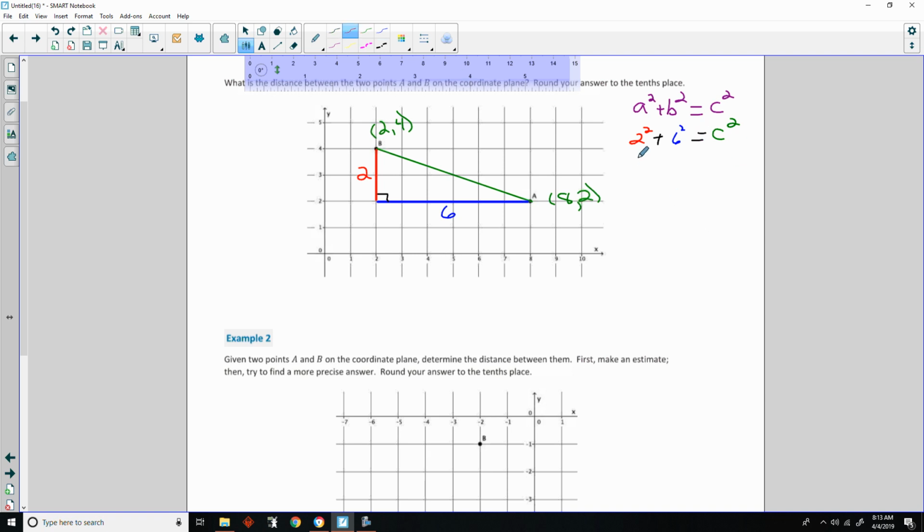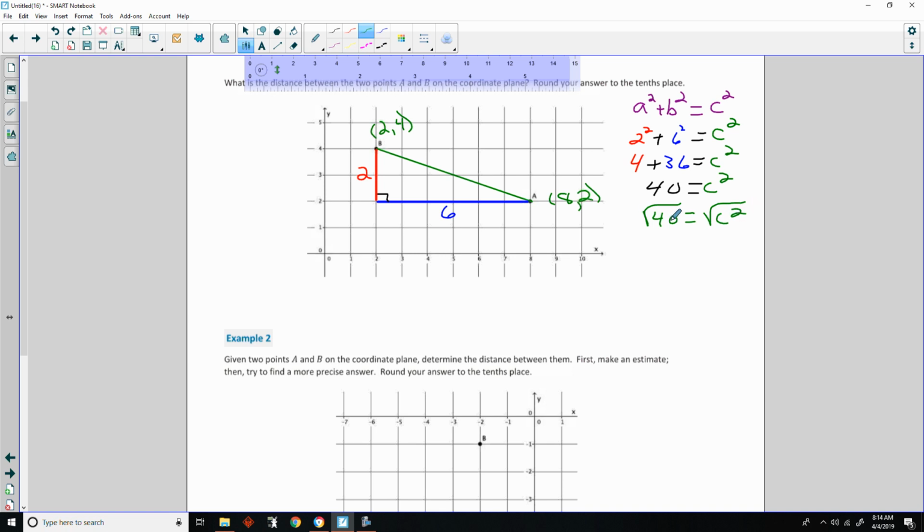So 2 squared is 4 plus 6 squared, and that's going to equal our green side, which is still C squared. So 4 plus 36 is 40, and 40 equals C squared. And then in order to solve that, I have to take the square root of both sides.